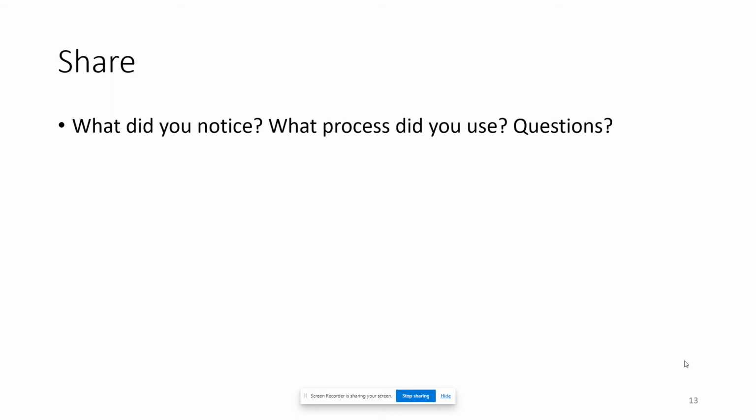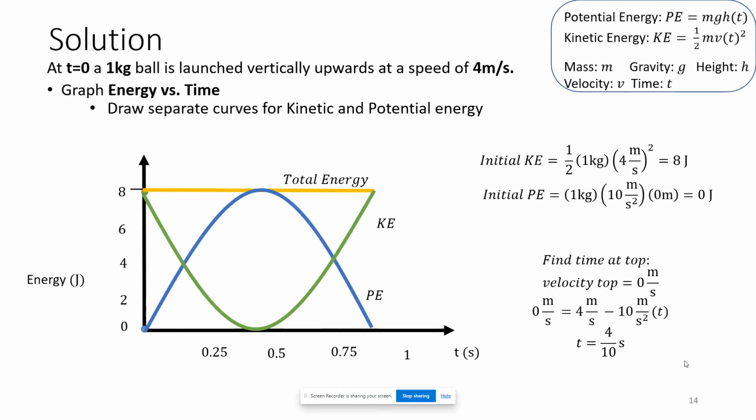All right, and then let's dive into the solution. So our equations that we gave you are in the top right in this blue box, but let's just dive right in. We want to start by graphing the energy versus time, drawing separate curves for kinetic and potential energy. By solving for the initial kinetic energy and potential energy, we're able to find the total energy in the system. The initial kinetic energy is going to be 1/2 times the mass, 1 kilogram, times the initial velocity squared, so 4 meters per second squared. And that equals 8 joules.